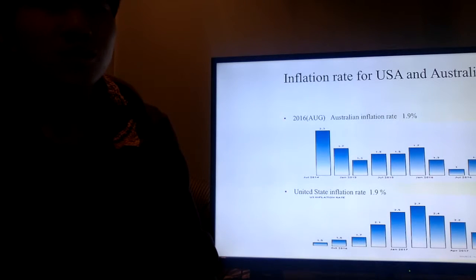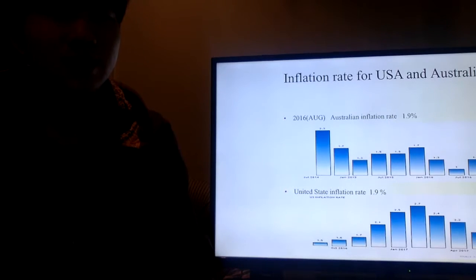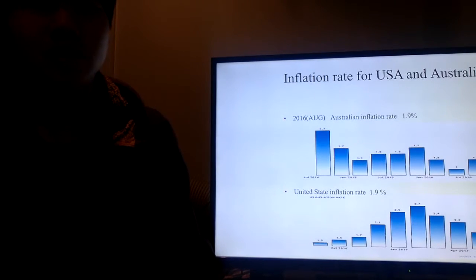Inflation is the rate at which the general level of price for goods and services is rising, and consequently, the purchasing power of the currency is falling. Normally, the central bank will try to limit inflation and avoid deflation in order to keep the economy running smoothly.